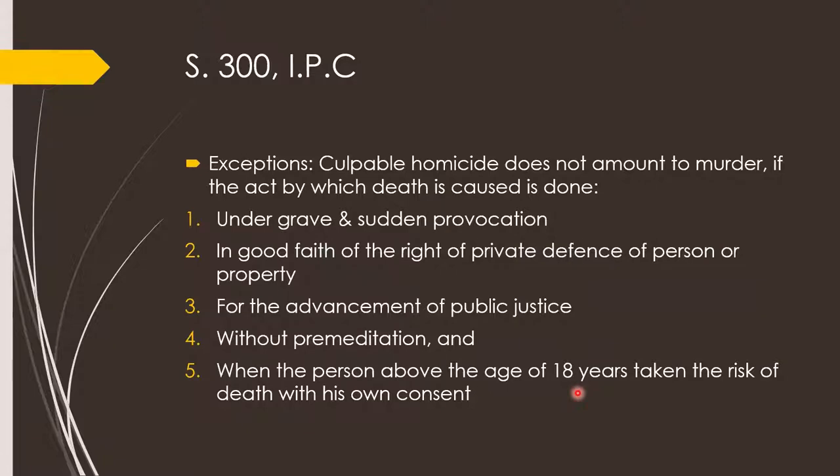Some exceptions are given to section 300 IPC, that is murder. Culpable homicide does not amount to murder if the act by which death is caused is done under grave and sudden provocation. So under grave and sudden provocation, if a person commits homicide, it cannot be considered as murder. And in good faith, in the right of defense of a person or property, or for the advancement of public justice, without premeditation, the homicide cannot be considered as murder. And when a person above the age of 18 years takes the risk of death with his own consent. These are the exceptions given to section 300 IPC.